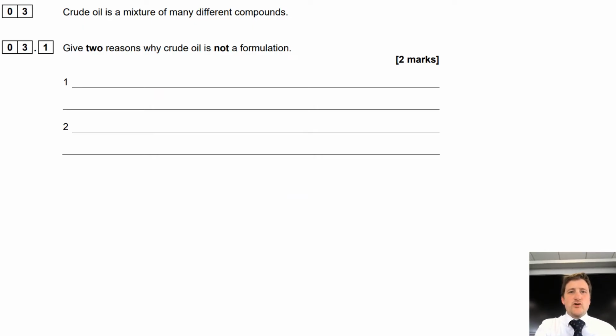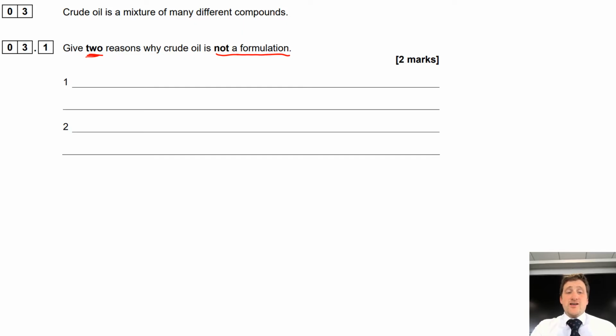Okay, crude oil is a mixture of different compounds. Brand new question. They're talking about crude oil. They've given it in the heading. Everything about this question is going to be about crude oil or mixtures. Okay. Then the next one, give 2 reasons why crude oil is not a formulation. The bold not tells us what they're talking about. So you need to know what a formulation is.